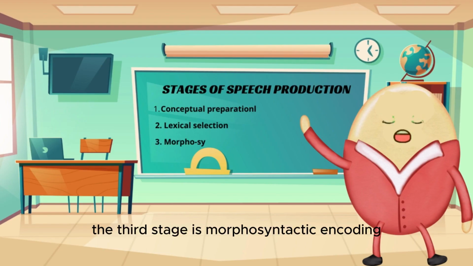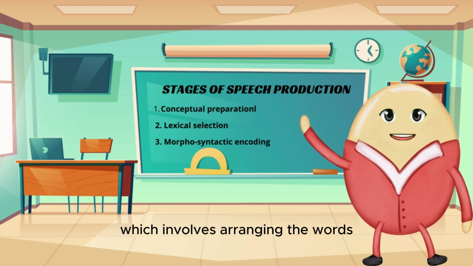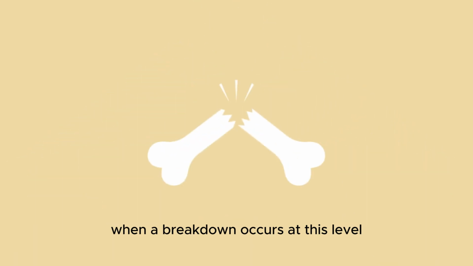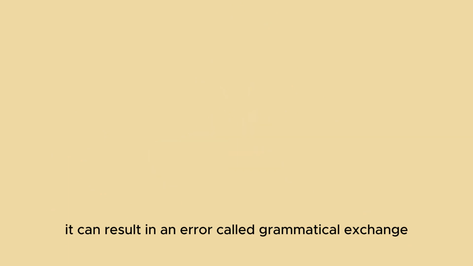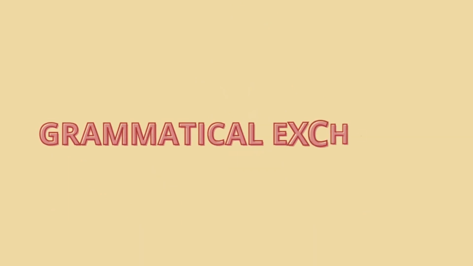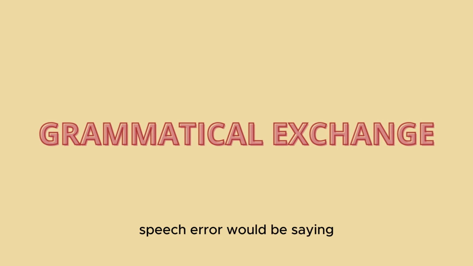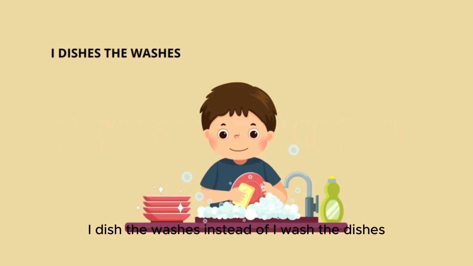The third stage is morphosyntactic encoding, which involves arranging the words according to grammar. When a breakdown occurs at this level, it can result in an error called grammatical exchange. An example of a grammatical exchange speech error would be saying, "I dish the washes" instead of "I wash the dishes."